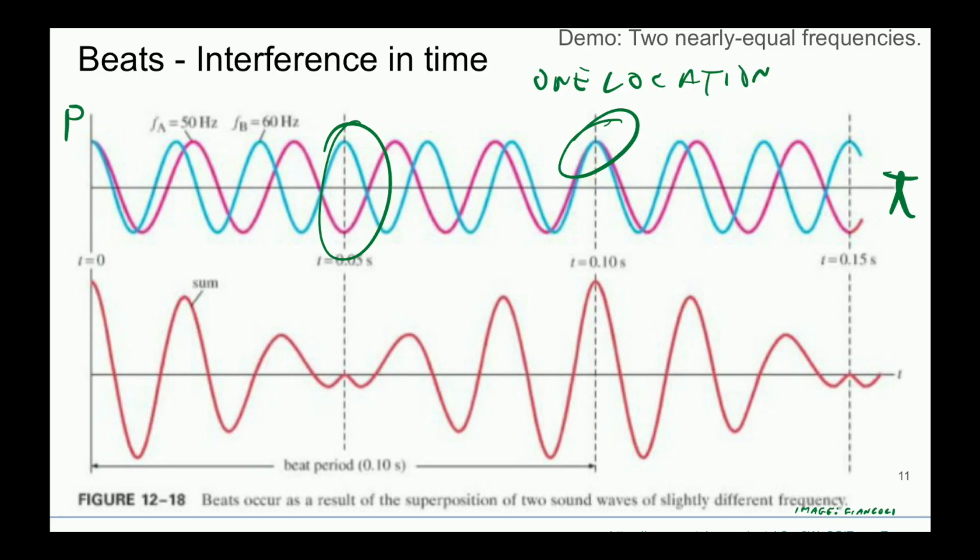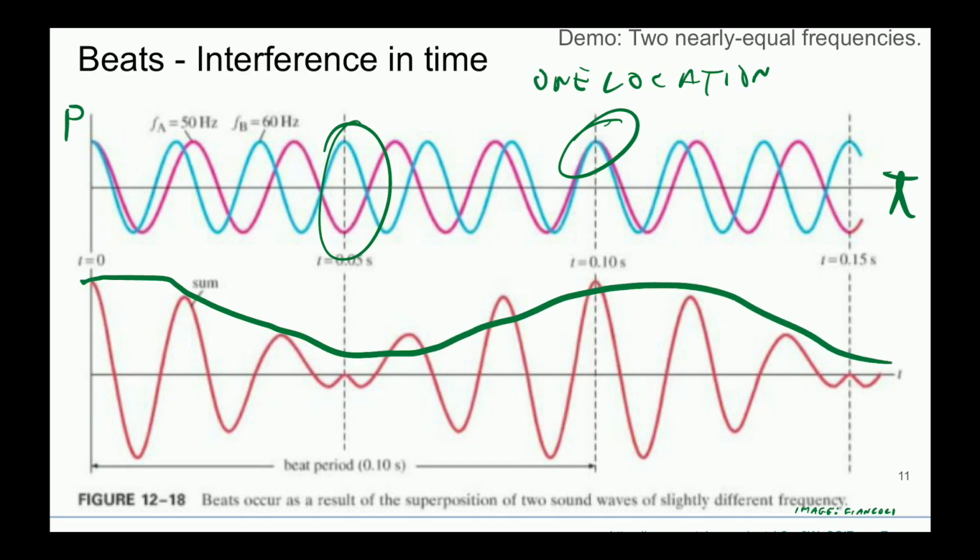What you end up with at the bottom is the sum. And you can see it goes from big amplitude down to small amplitude down to big. And that shape, I would call that the envelope of the sound. That is the beat frequency. So there's an equation for that. It's essentially just the difference in the 2 input frequencies. You get a beat at whatever that difference is.